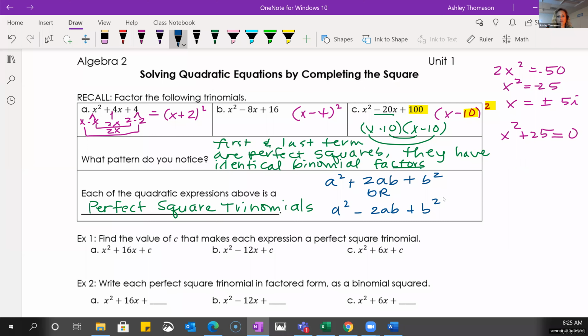I have a question to think about. Some of you are talented mathematicians, so if you think you know, feel free to answer. Why do you think this last term is positive on both of these? Why do we think we have to have a plus for the B squared? Anybody?